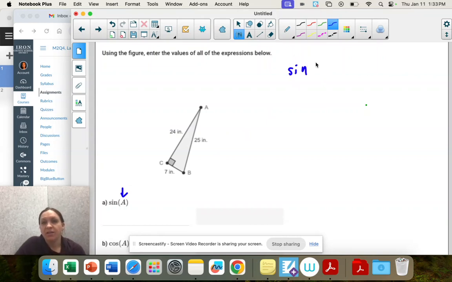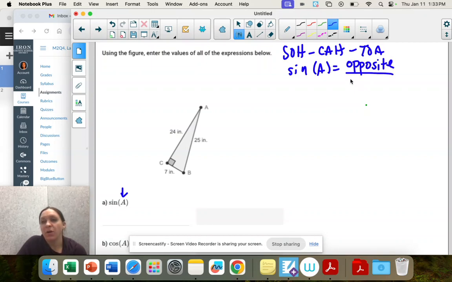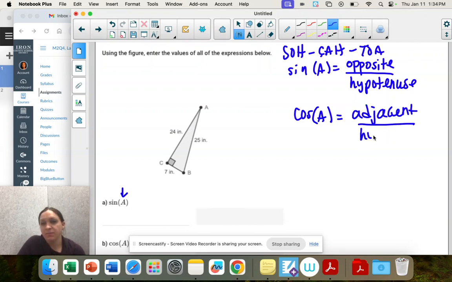Remember, I use SOHCAHTOA to help me remember. Sine, SOH, so opposite over hypotenuse. Cosine, CAH, so cosine of an angle is adjacent over hypotenuse. And then tangent, TOA, which means opposite over adjacent.